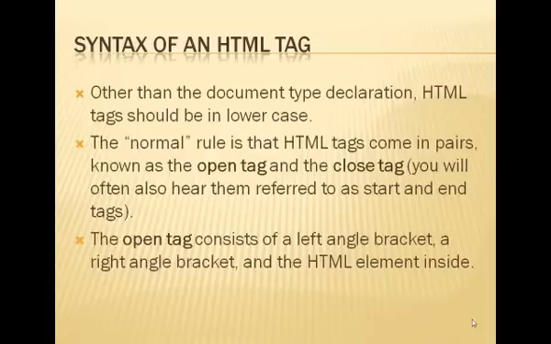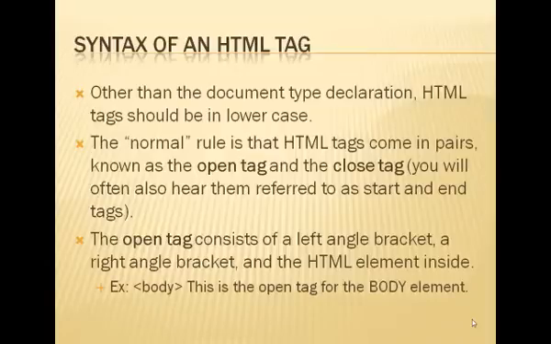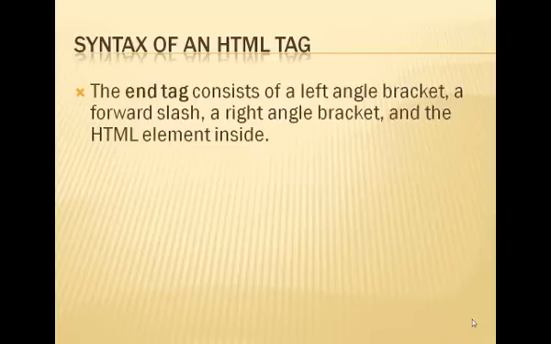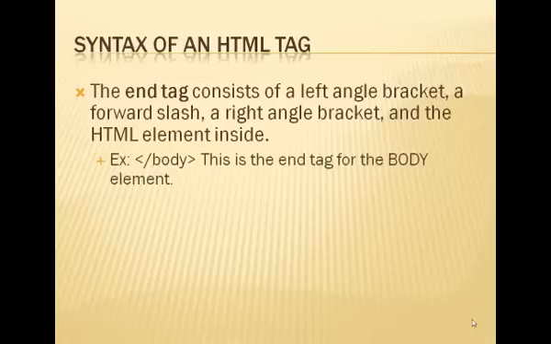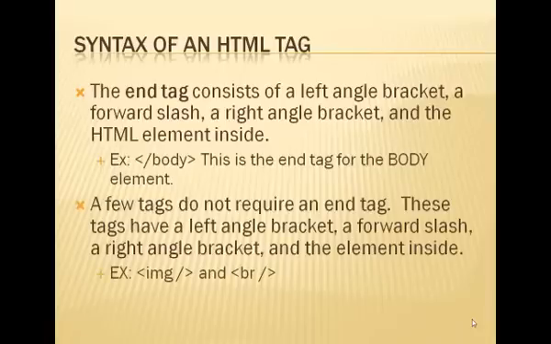The open tag consists of a left angle bracket, the HTML element, and a right angle bracket. And if you look at this first example, the body tag, that would be considered the open tag for the body element. And you can see we've typed the lowercase word body, with a left angle bracket and a right angle bracket. The end tag consists of a left angle bracket, a forward slash, the HTML element, and a right angle bracket. For example, the end tag for the body tag would be left angle bracket, forward slash, lowercase body, right angle bracket.